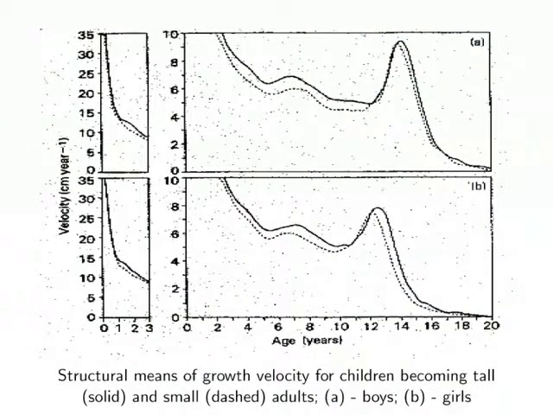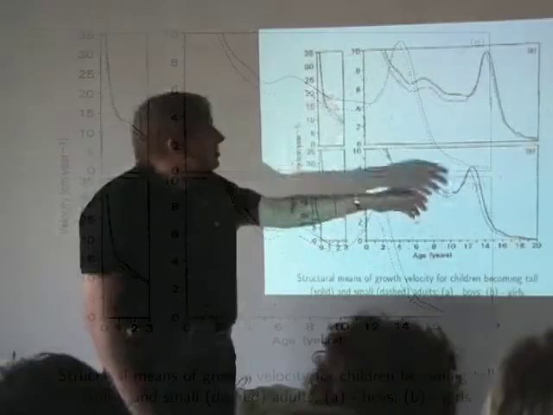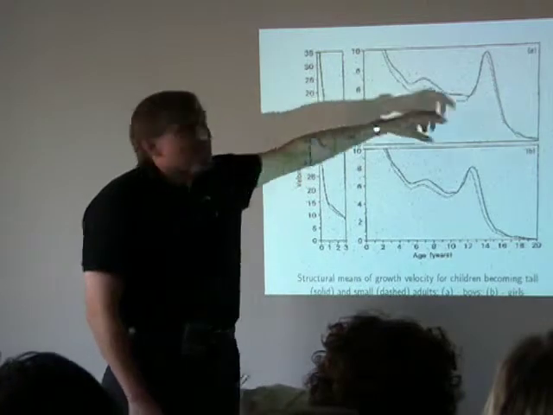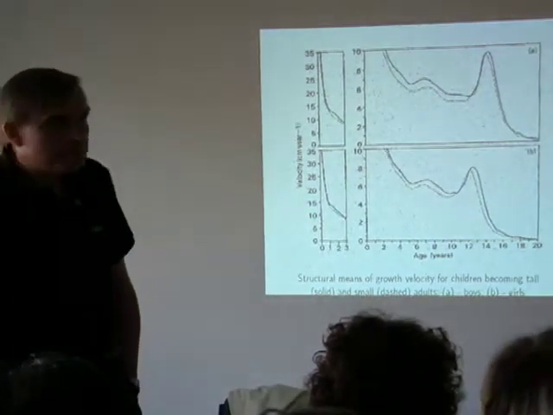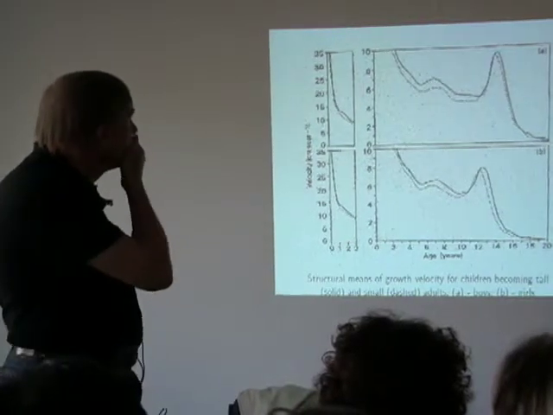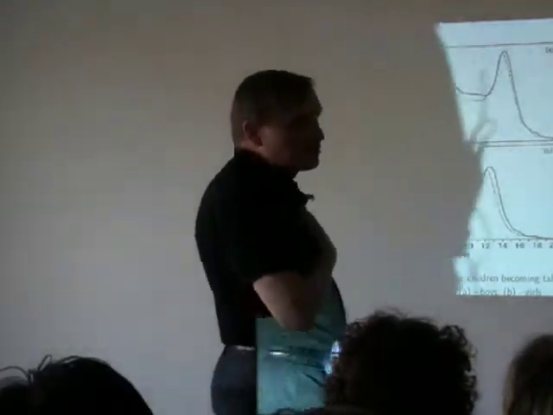So this is what comes out after alignment, just to see the difference between girls and boys who become tall and small adults. The results indicate that it's mainly due to pre-pubertal growth. There's a difference. So this is the average without registration? This is the average after registration.